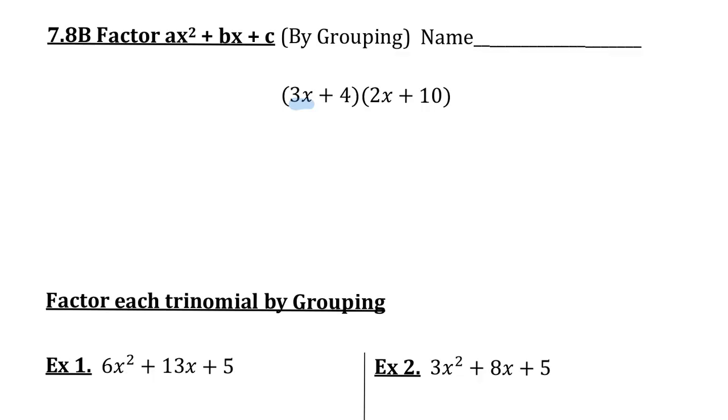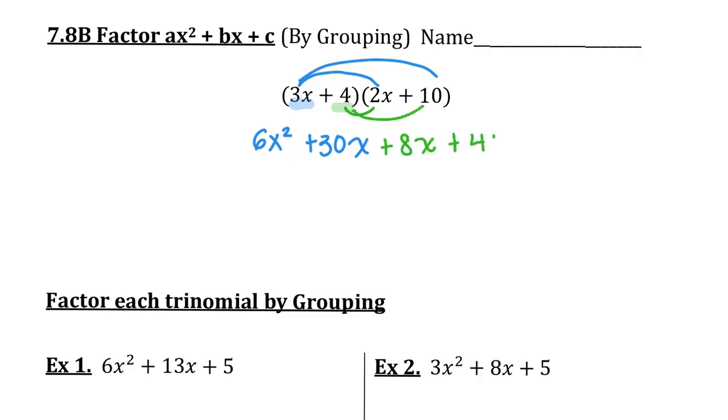Remember, we started with the first term and then we distributed it to the second binomial. So that's 6x to the second plus 30x, and then I take the next term in the first binomial, in this case it's the positive 4, and I distribute it. 4 times 2 is 8x, 4 times 10 is 40. So you combine my like terms, I get 6x to the second plus 38x plus 40.